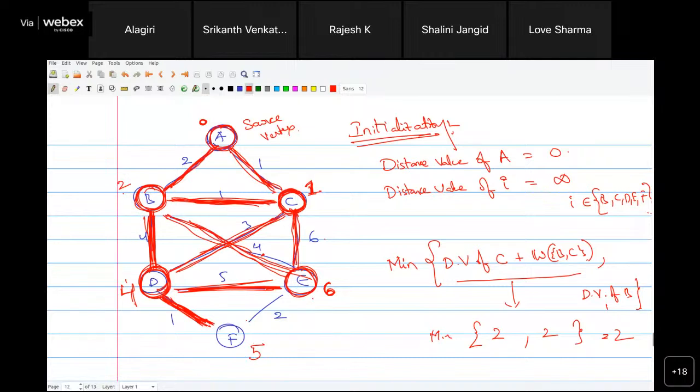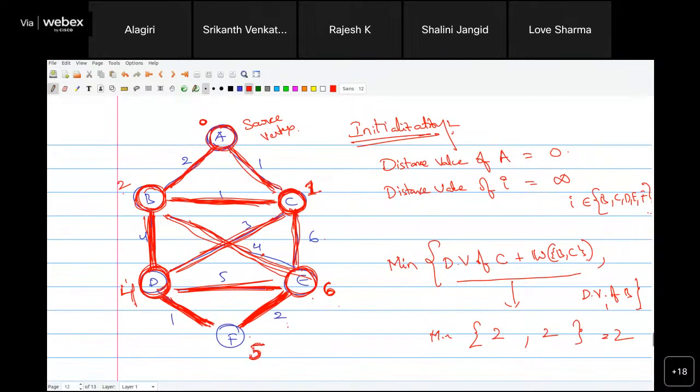And finally, I have to consider this weight. If I take this weight into consideration, the distance value of E is already 6, and I also have a weight of 2. So the path weight will be 6 plus 2, which is 8. So I will not update. The minimum of 5 comma 8 is 5 only.